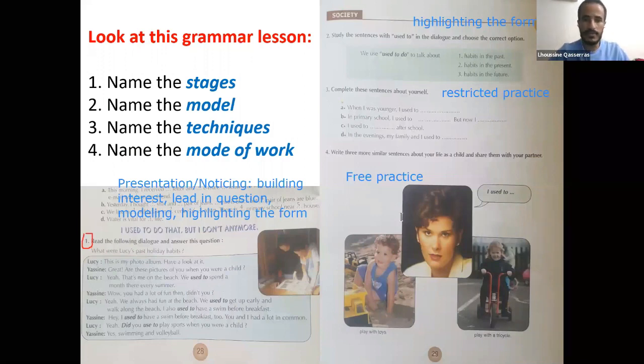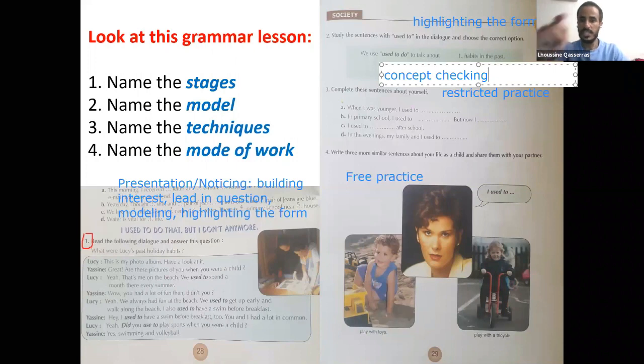Okay, is this clear so far? No comment about the stages? Good. Amel said, checking understanding, excellent. Checking understanding is the teacher's job. The book will not tell you to check understanding. It's your job. As a good teacher, you should know where and when to check understanding. So we can start here. So here, when you finish number two, there is concept checking after number two. Is it clear? So let's write it here. After number two, concept checking. It's the teacher who is going to work on that. Yes? Clear?